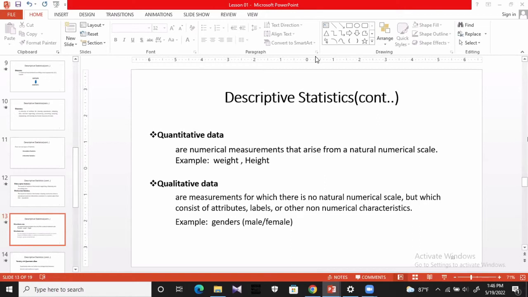Qualitative data. Maybe you need to know the difference between quantitative and qualitative data, right? The qualitative data is also known as categorical data. They are not numerical, right? Qualitative data is not numerical. Only the quantitative data is numerical. Okay.